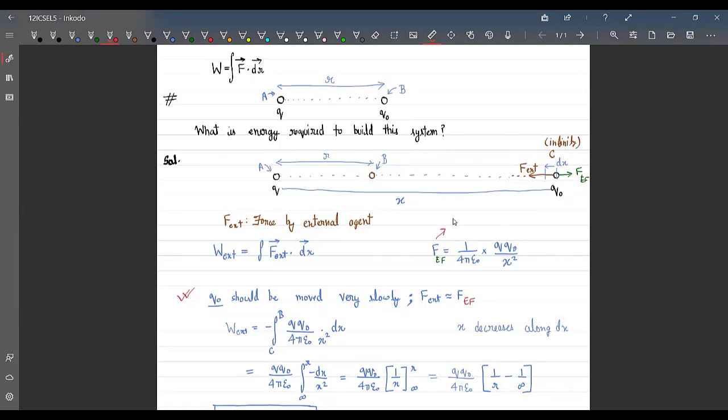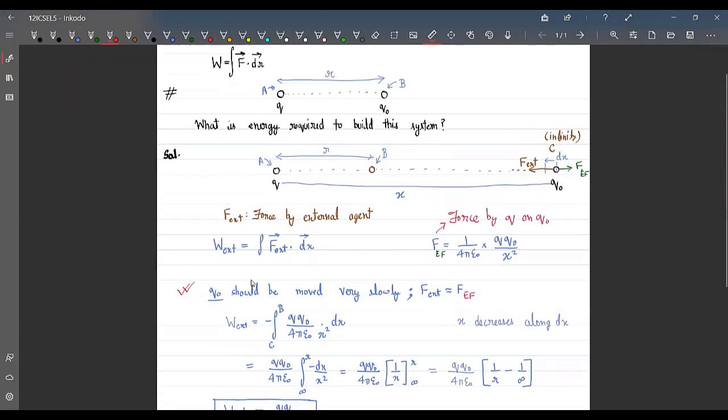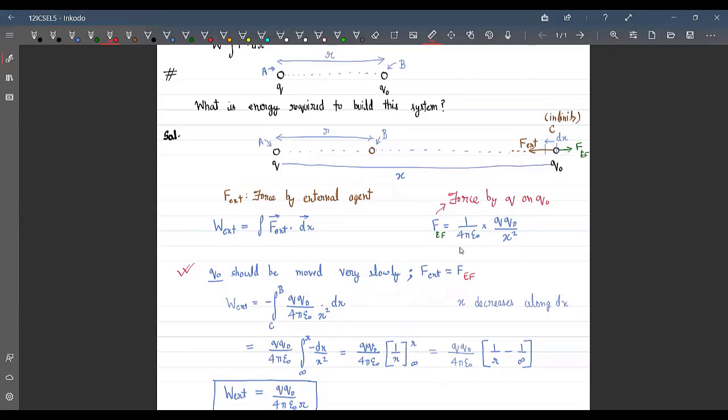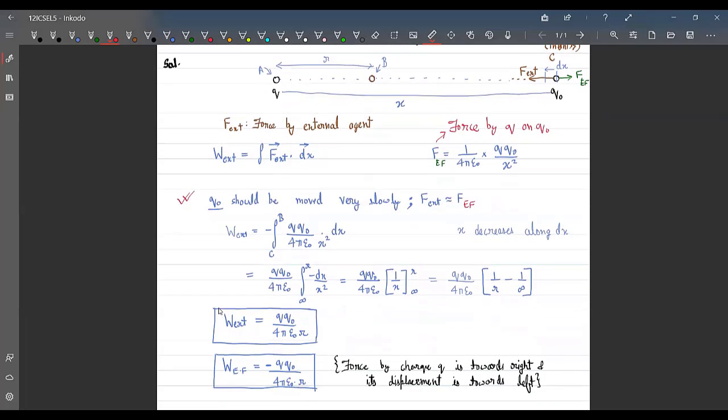Okay, this is force by electric field, force by Q on Q naught. So work done by external agent is force into displacement integrated. But external agent force is equal to electric field force, so I can put it here. I put a negative sign here because as x decreases along the value of dx, dx is decreasing the value of x. Solving this, we get this value. This is work done by external agent in bringing the charge from infinity to point B.